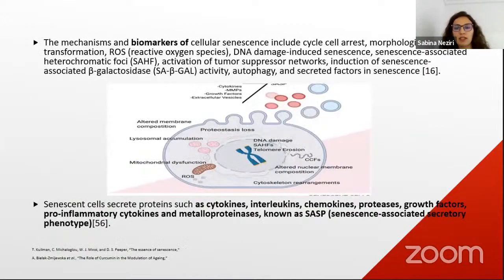The biomarkers of senescence include the cell cycle arrest, as I mentioned, the morphological transformation, the reactive oxygen species, DNA damage-induced senescence, etc. And one of the most important is the senescence-associated secretory phenotype, SASP. This means the senescent cells secrete different proteins, which are able to cause inflammation in the body. And this inflammation can be related with aging and age-related diseases.